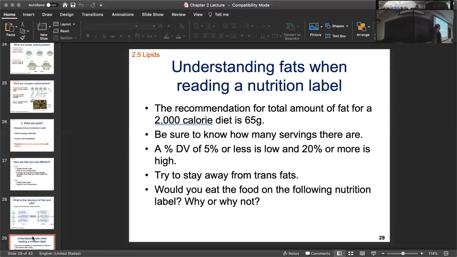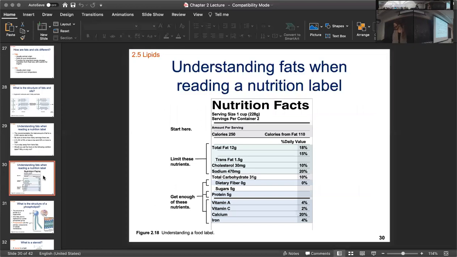It says, would you eat the following nutrition label? Why or why not? So let's look at the picture on the next slide. Should we eat this item or not? All right, for the people in the back that maybe can't read this as well, the serving size is 1 cup and the servings per container is 2. So the total is 2 servings. All right, it's about 250 calories.